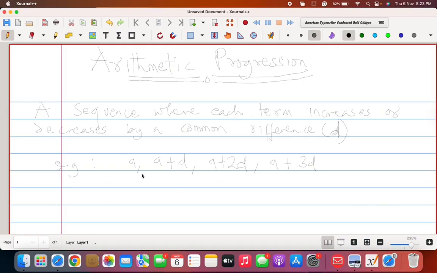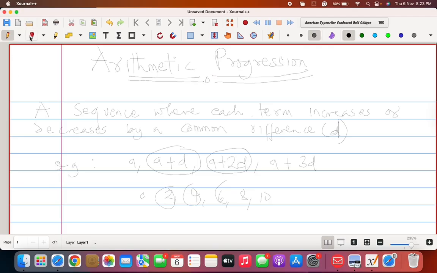So if you look at this, the difference between the first and the second term, remember we said when I gave you something like, let's say, 2, 4, 6, 8, 10, for example, I said this is increasing by 2. Like, if you add 2 to this, you have this. So that's basically what I'm trying to say. If you look at this, this is the first term and this is the second term.